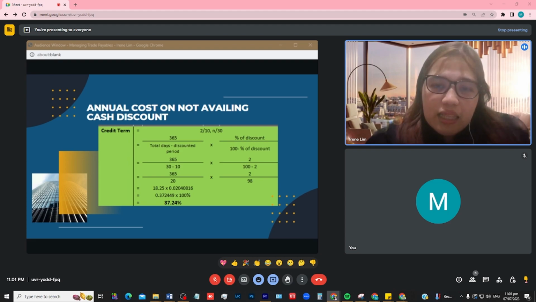So if we are not availing the 2% discount, and let's say we're buying every month on credit, then in 12 months we will be losing 24%. But the compounding effect makes it 37.24%, which means you are paying more than what you should be paying. Next slide, please.